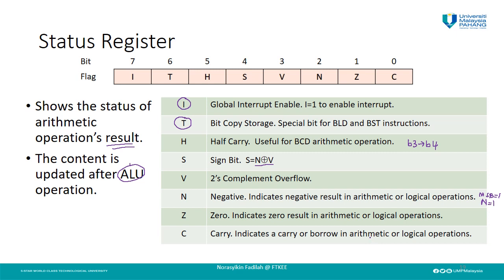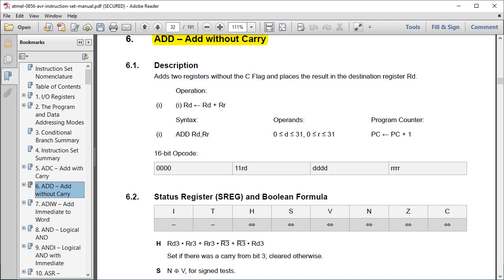In order to know how the processor treats the status register for any instruction, you can refer to the instruction set manual. For example, here, if let's say we have the add instruction executed inside the program, the status register will be updated as stated in here, 6.2.